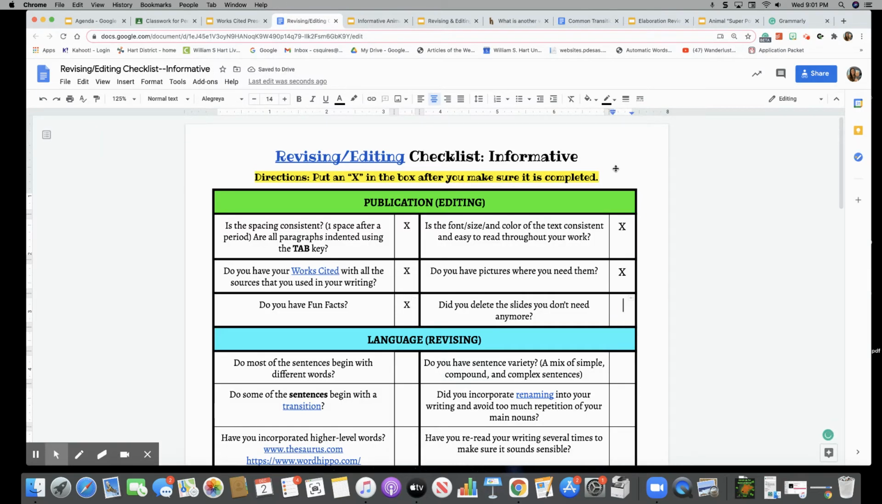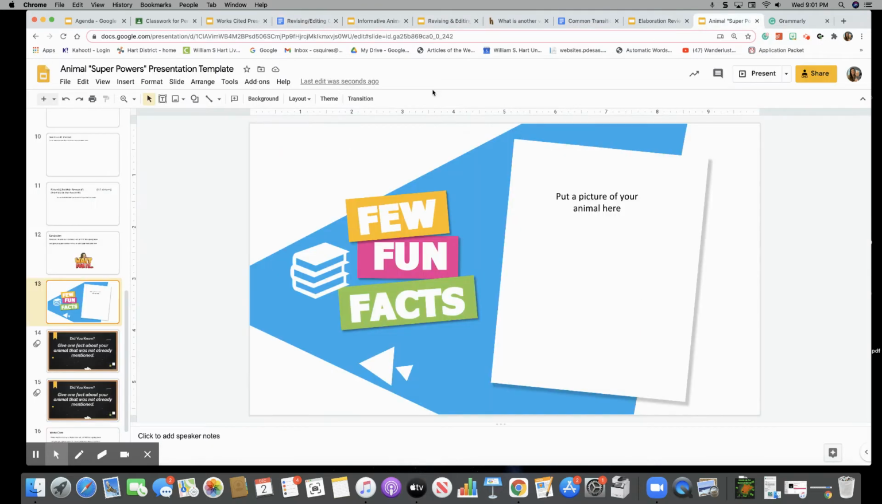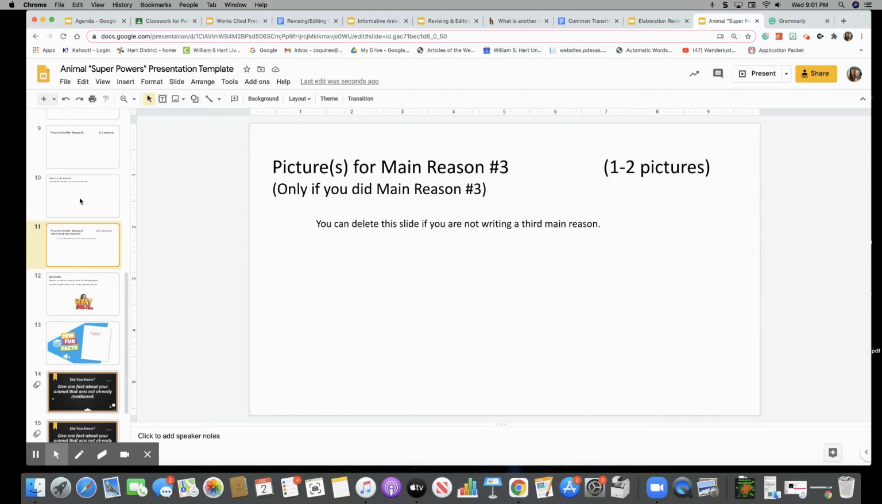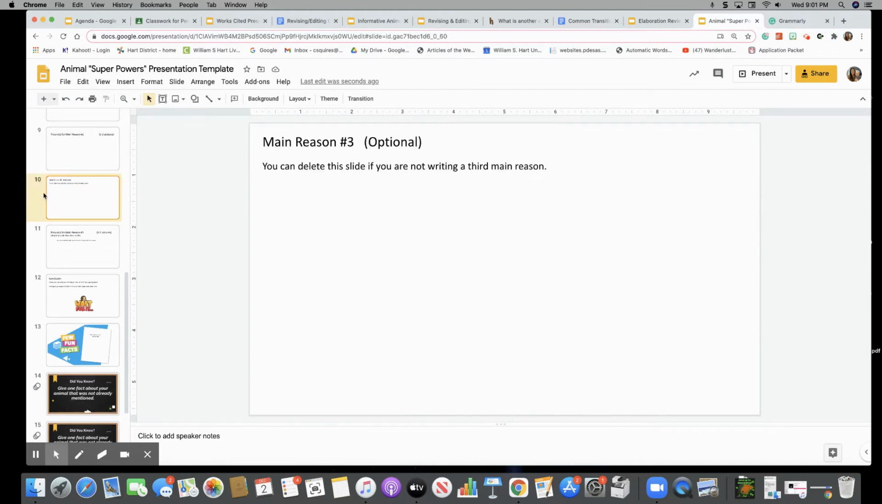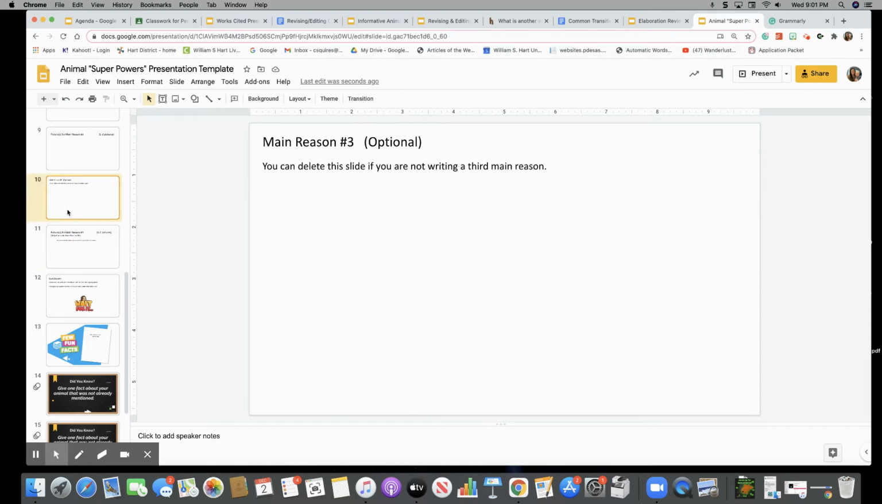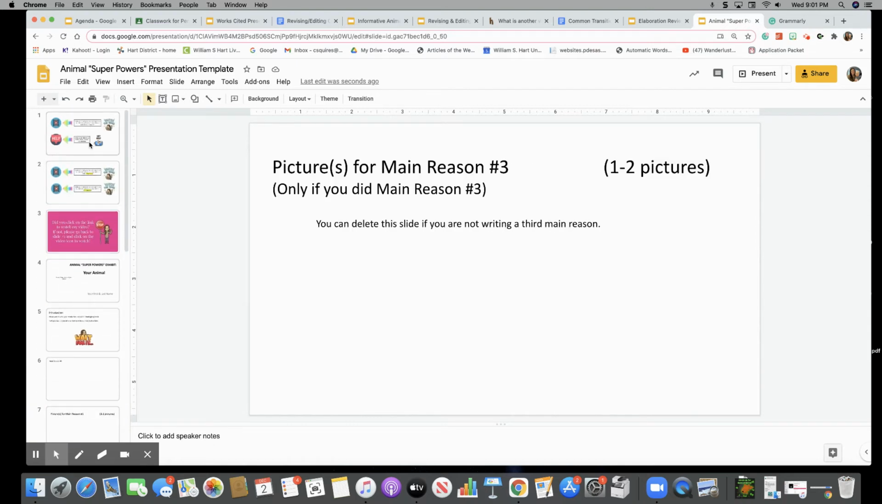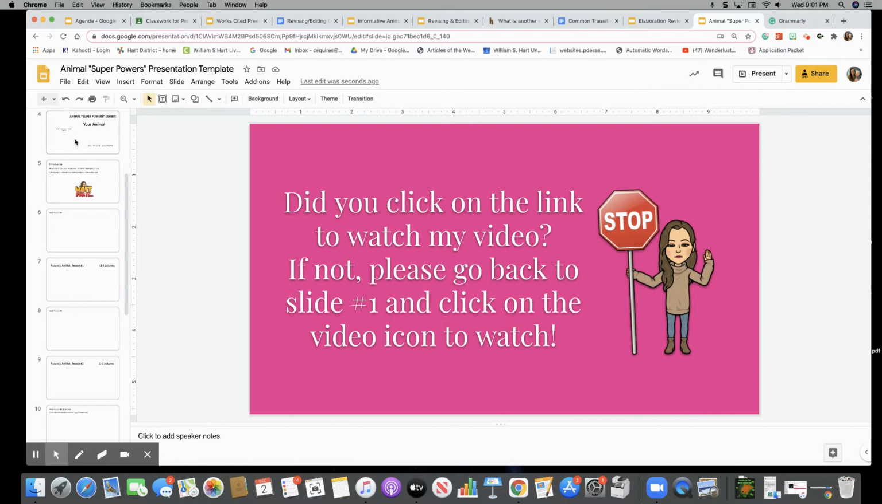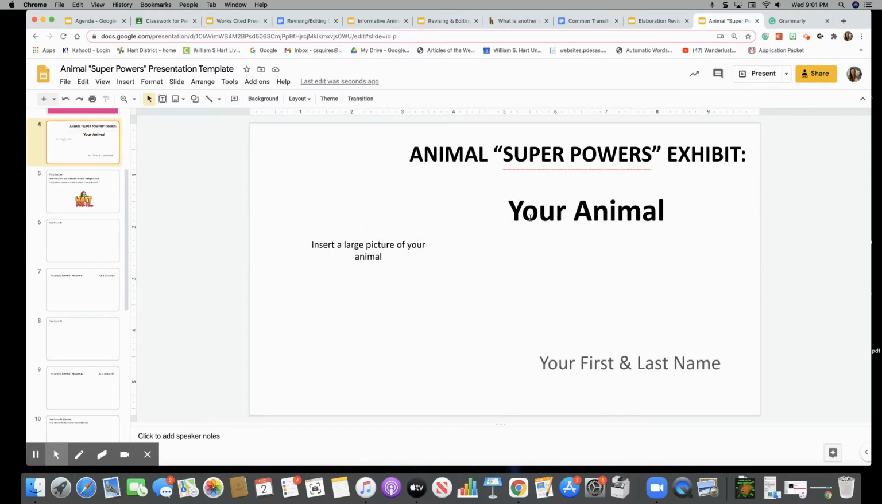Did you delete all the slides that you don't need anymore? What does that mean? It means that if you don't have a main reason number 3, I would need you to go ahead and delete these slides. You would delete slide 10 and slide 11 by clicking on them to the left here, where they're outlined in orange, and then hit the delete button. The other ones that you can delete would be this one, and this one. So you want to delete the first, second, and third slide. And when you delete those, this slide right here would be your very first slide.